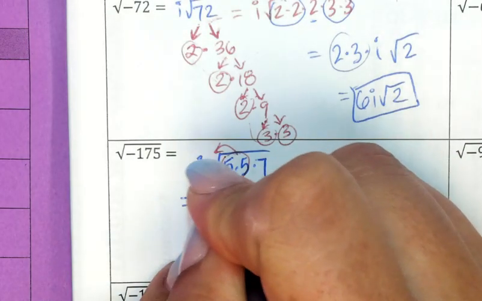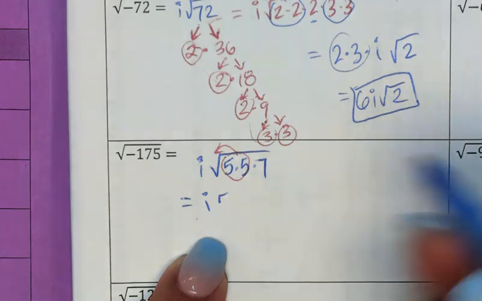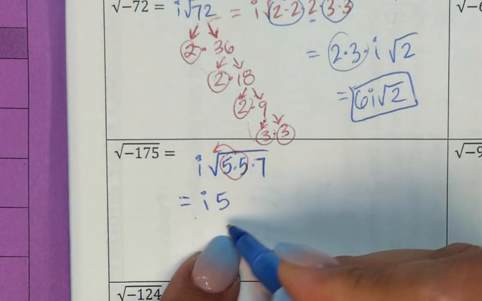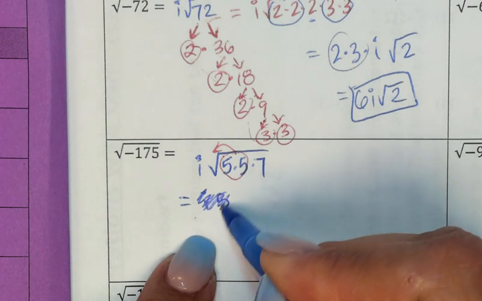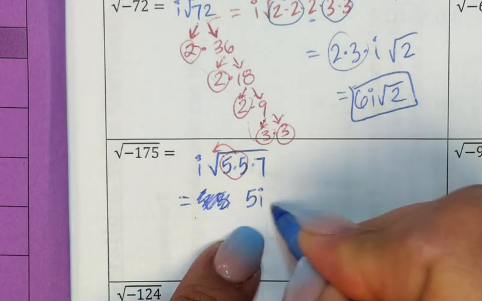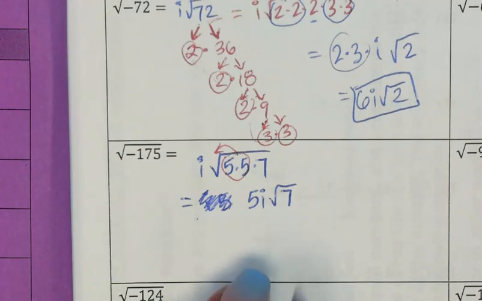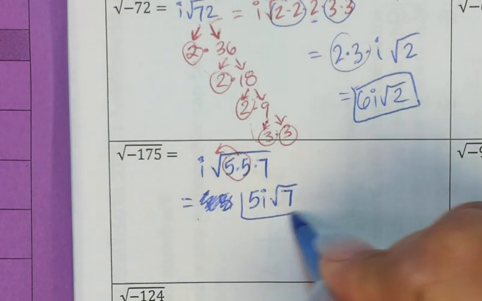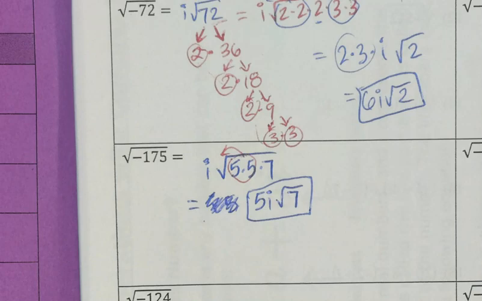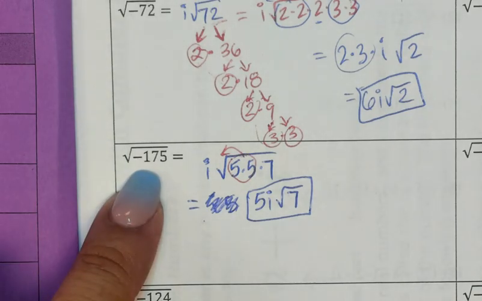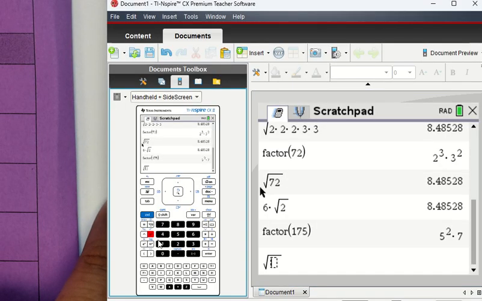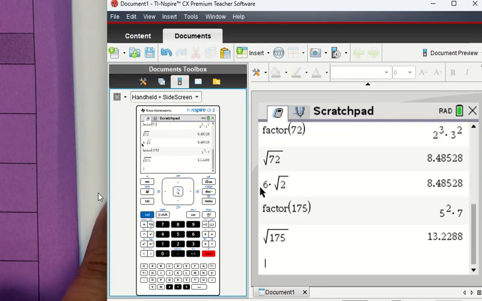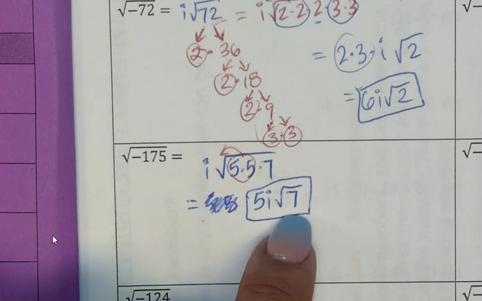So we're going to write i, well actually it's not i5, so this is the wrong way to write it. We're going to write 5i square root of 7. So 5 is now a coefficient of i, and then you have square root of 7. There's nothing else to break down, so this is the answer. And again, you can verify this by typing square root of 175, and that decimal should be the same as typing 5 square root of 7.